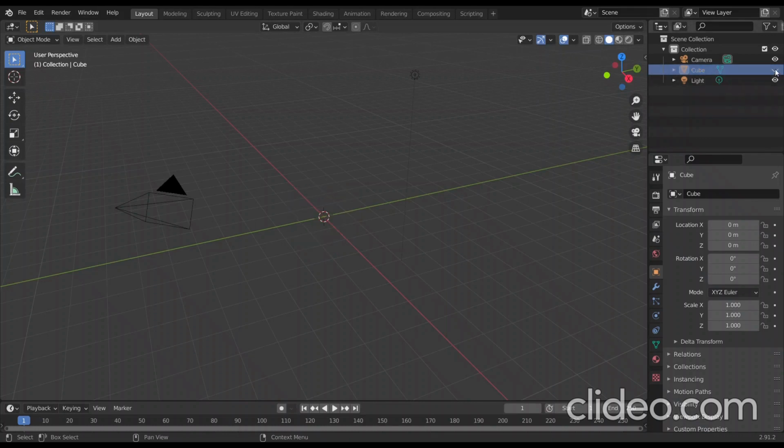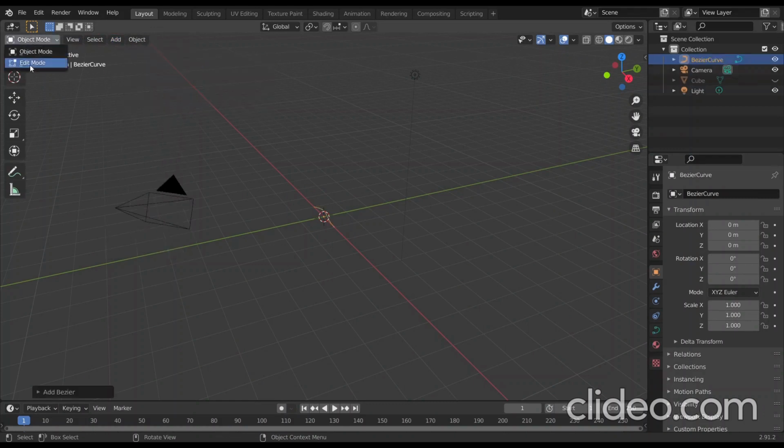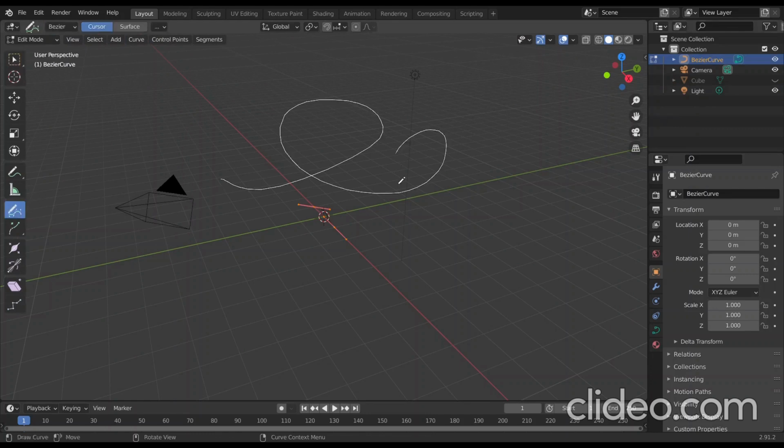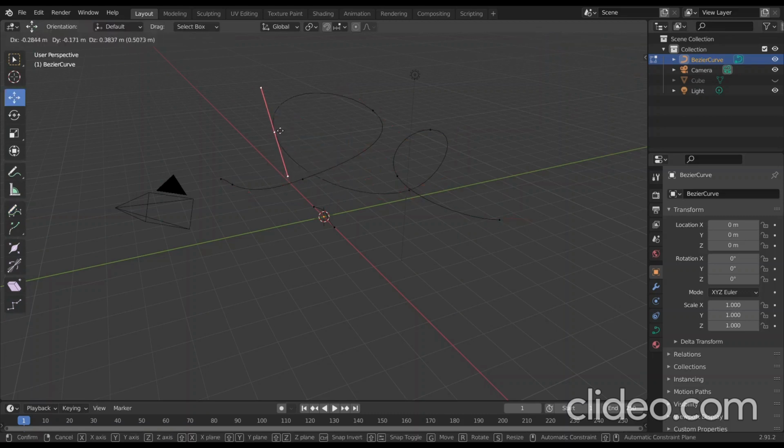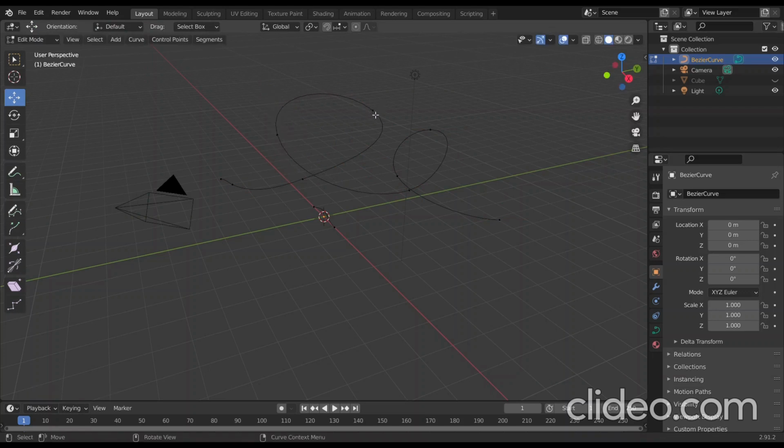Here I'm drawing a Bezier curve. Then going into the edit mode and drawing a random curve. Now you can see here 1, 2, 3, 4, 5, 6, 7, 8, 9 control points on this. Now if I try to interact with these control points, I can see we can move it here and here and here.